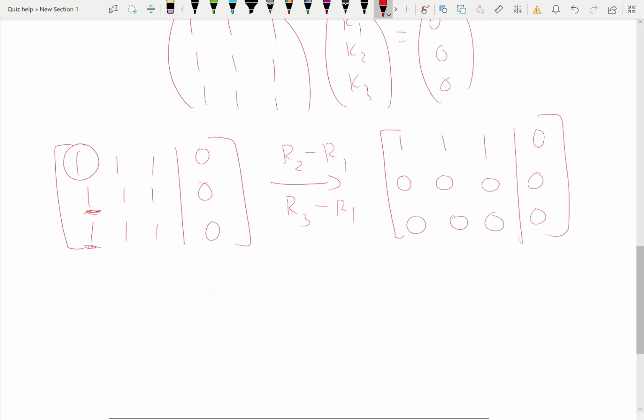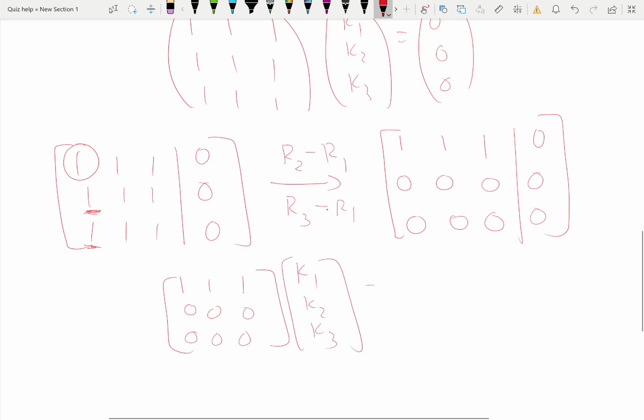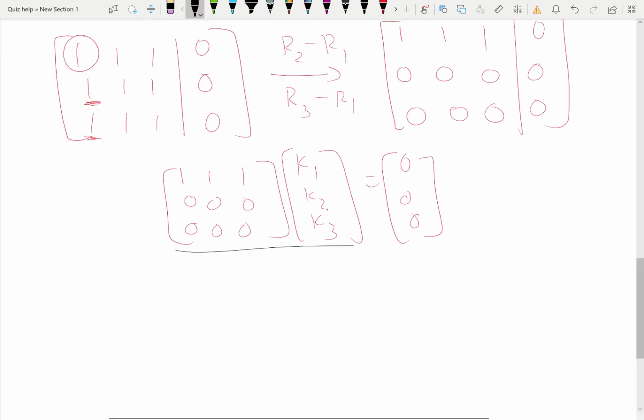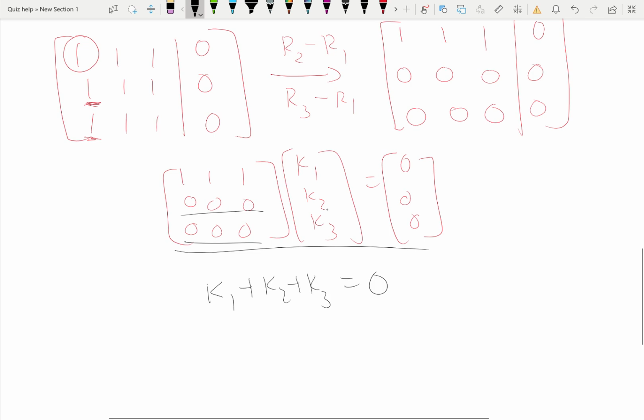So we get the equations 1, 1, 1, 0, 0, 0, 0, 0, 0 times K1, K2, K3 is equal to 0, 0, 0. Really, if you look carefully here, do you see we only have one equation, K1 plus K2 plus K3 is equal to 0. So even if we didn't need to do the Gaussian elimination, now it's very visible from here, because this will not produce an equation, this will not produce an equation, right? So the only equation is K1 plus K2 plus K3 is equal to 0.